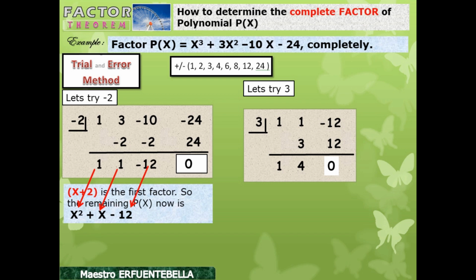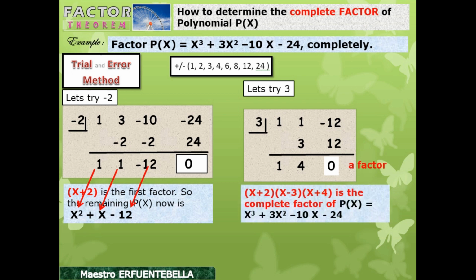Okay. Since the remainder is also 0, therefore it is a factor. The first factor now is x plus 2, and the second factor is x minus 3. The remaining x plus 4 is not yet factorable. So it is now the complete factor of p of x equals x cubed plus 3x squared minus x minus 24.